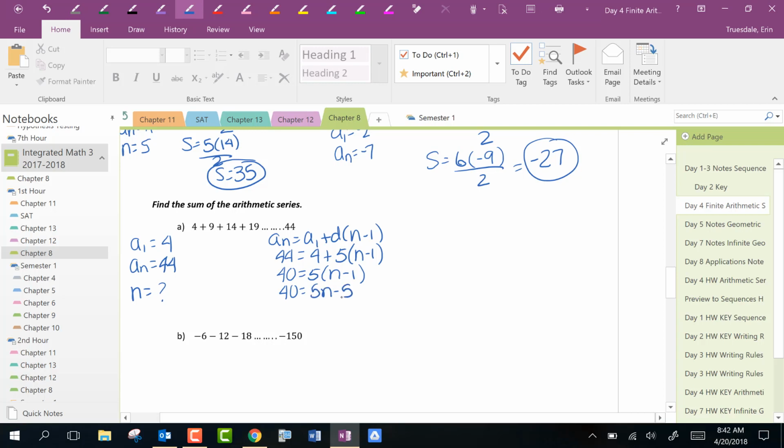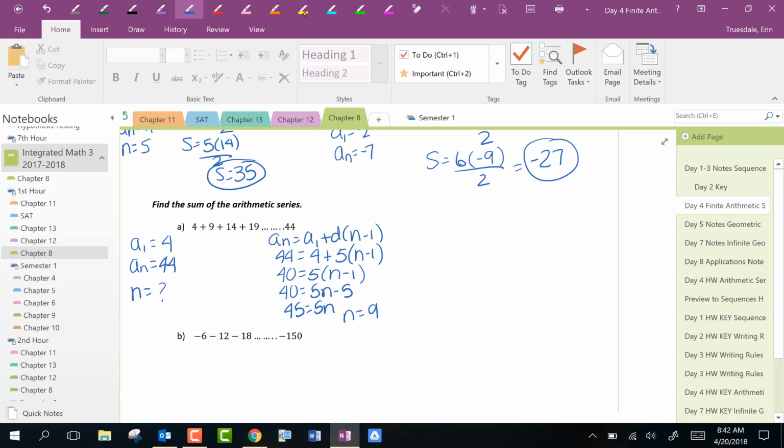So I'll distribute the 5, add the 5, and then divide by 5. So n would be 9. So what does this mean again in terms of my sequence? There's 9 numbers or terms. So that means that the 44 is the 9th term in the sequence.